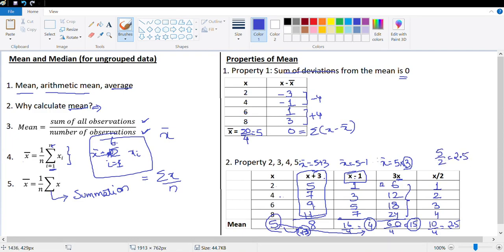So the new properties are: if you add a number to all the observations, the mean also gets added by the same number. If you subtract a number from all the observations, the mean also gets subtracted by the same number. If you multiply all the observations by the same number, the mean also gets multiplied by the same number. If you divide all the observations by the same number, then the mean also gets divided by the same number. So let's look at some questions now.